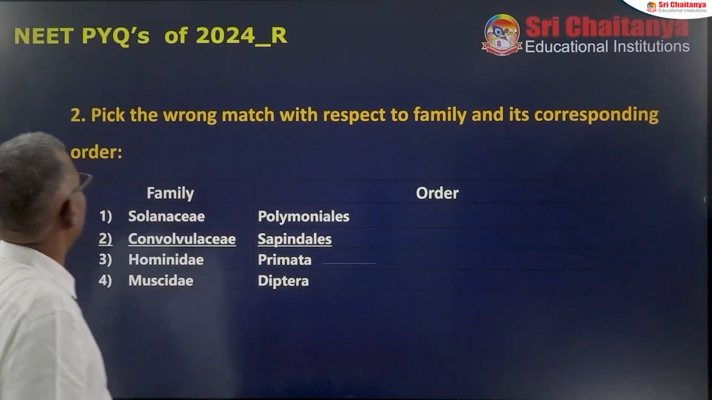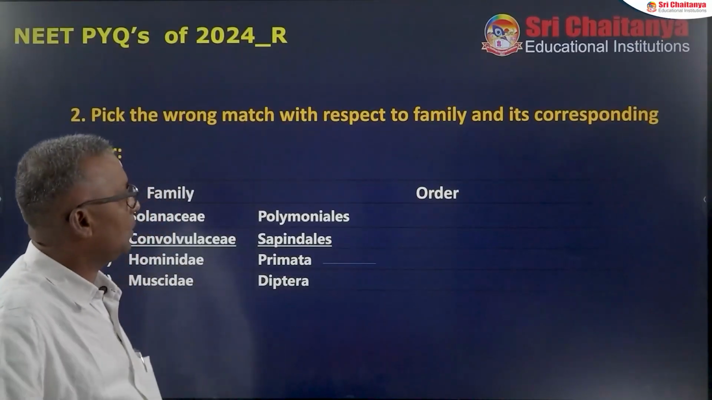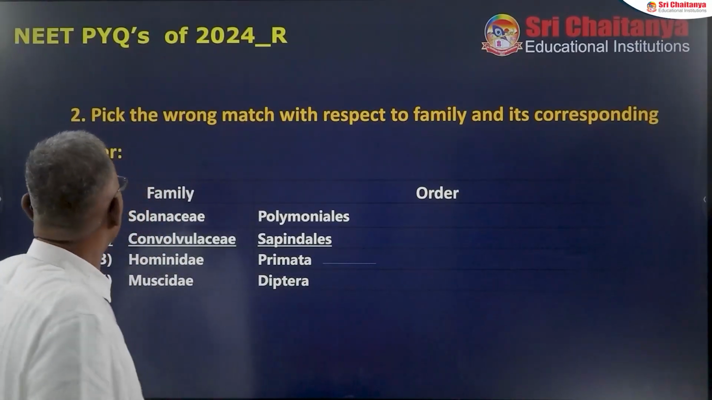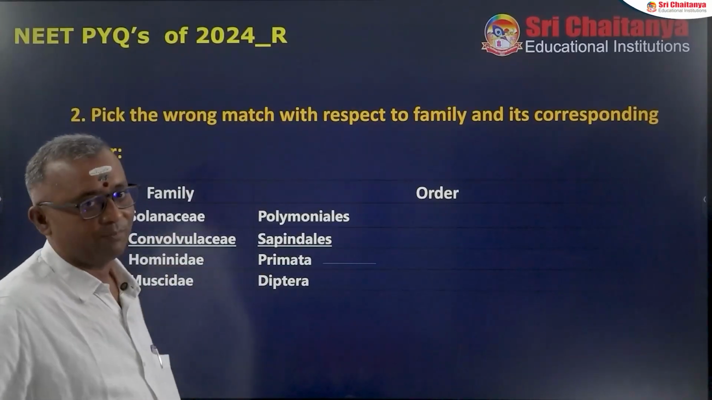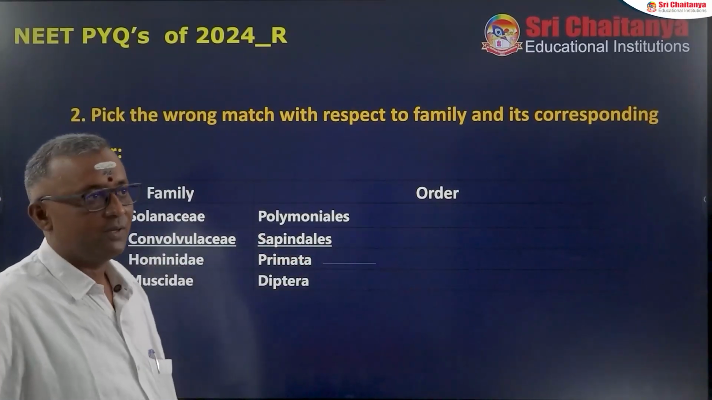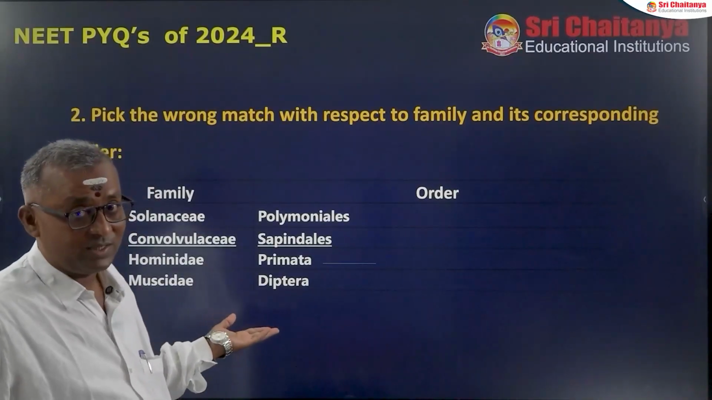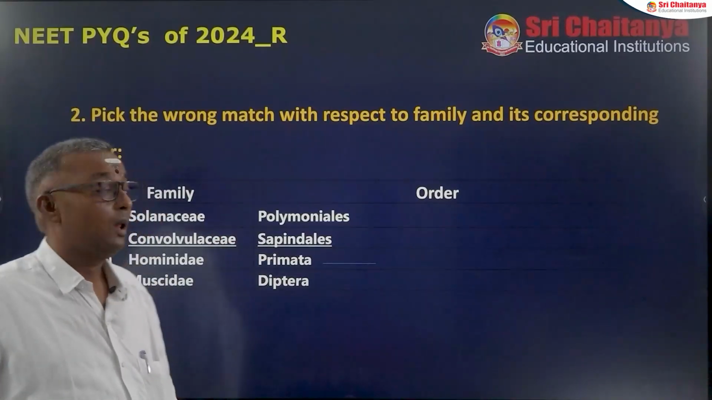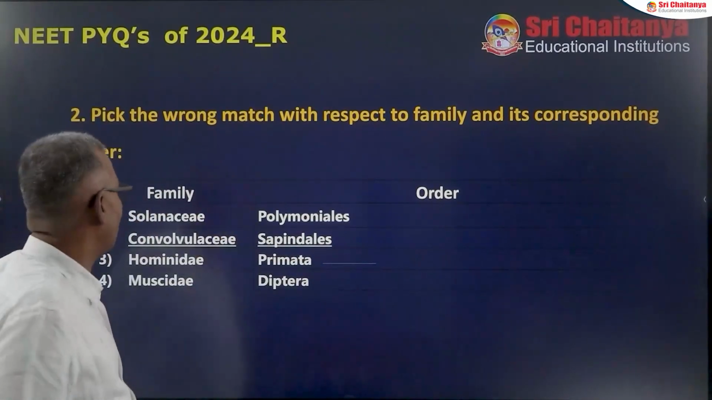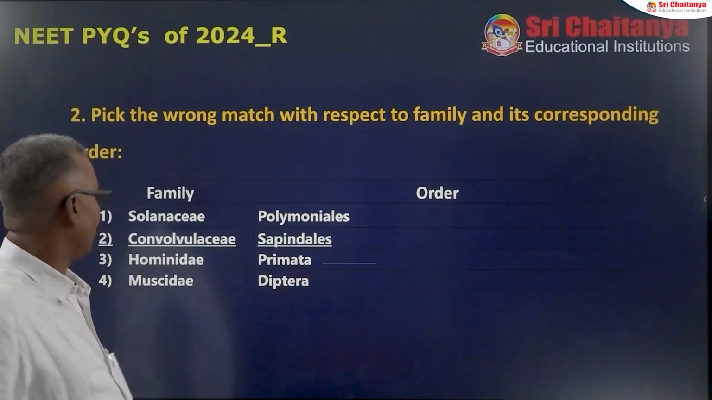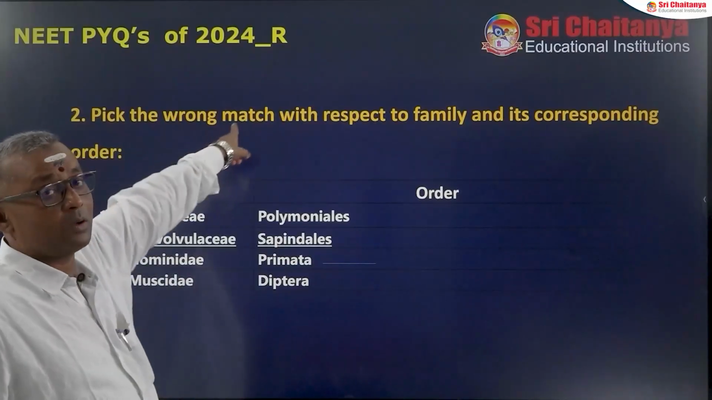Now, let us go into the other one. Pick the wrong match. Here I am asking the wrong match with respect to family and its corresponding orders. I have given some families as well as orders. Solanaceae belonging to Polymoniales, we already discussed. Convolvulaceae, is it a Sapindales member? No. Anacardiaceae belongs to Sapindales, not Convolvulaceae. So, it is wrong. Hominidae is Primata and Muscidae is a Diptera member. So, the second option is wrong here, as I am asking about the wrong match.